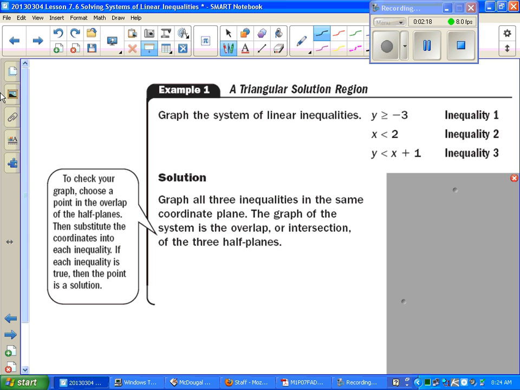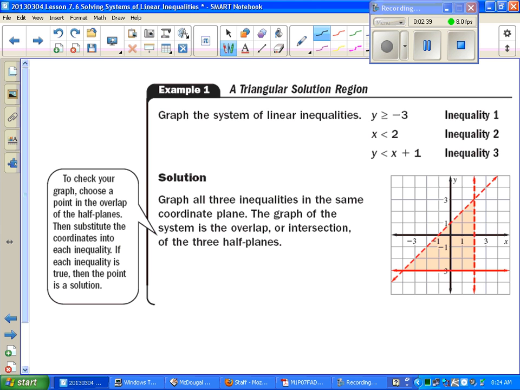First example is a triangular solution region. Notice you're given three inequalities. y is greater than or equal to -3. Remember, greater than or equal to means a solid line. x is less than 2, that's a dashed line, and y is less than x plus 1. What you want to do is graph all three inequalities on your picture.